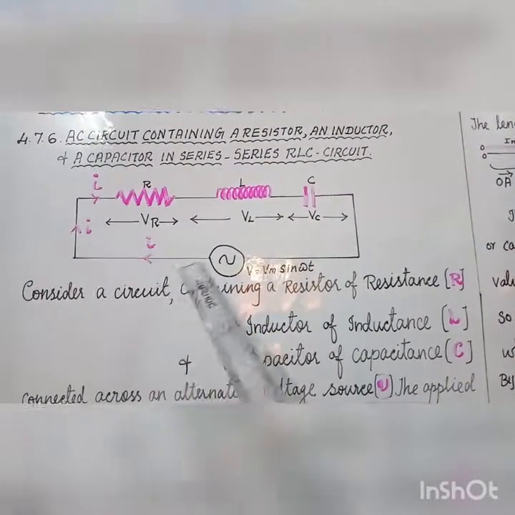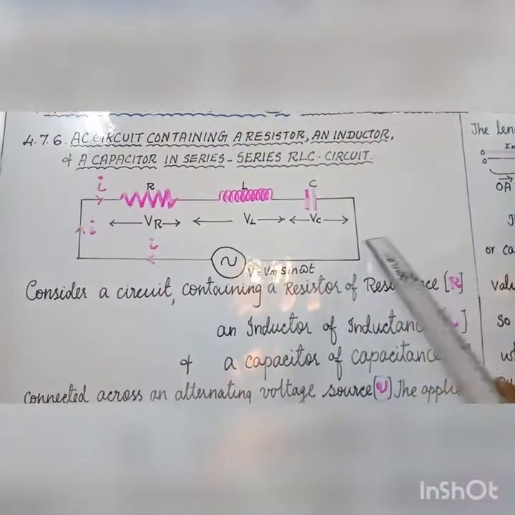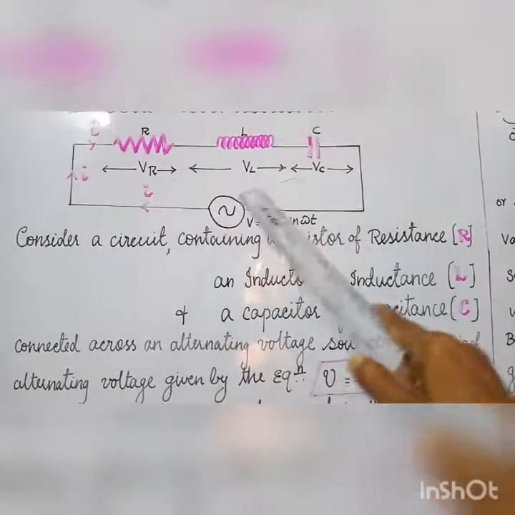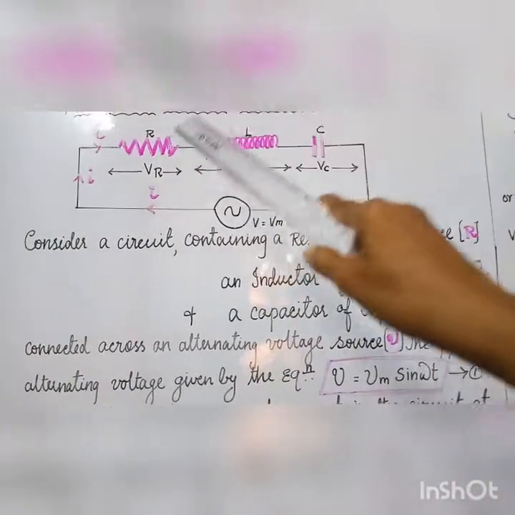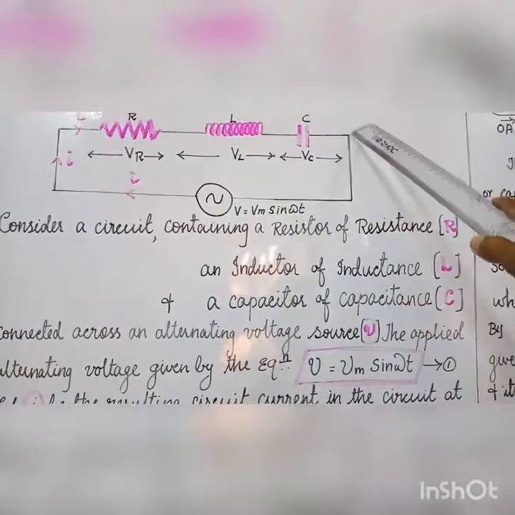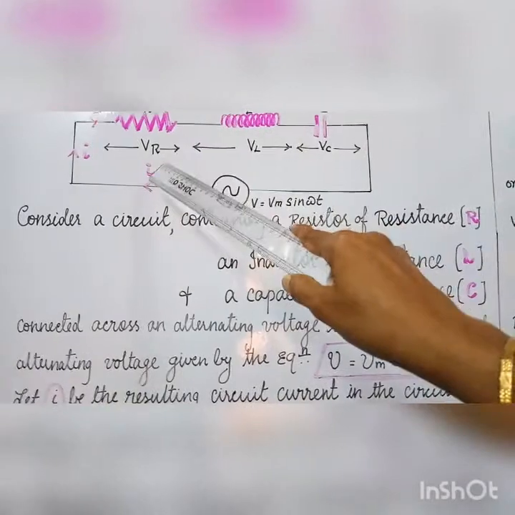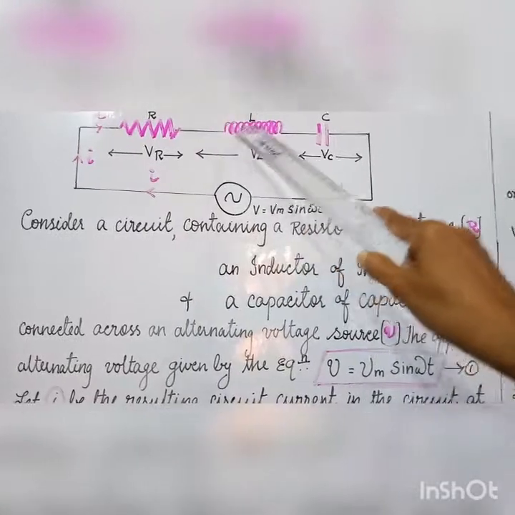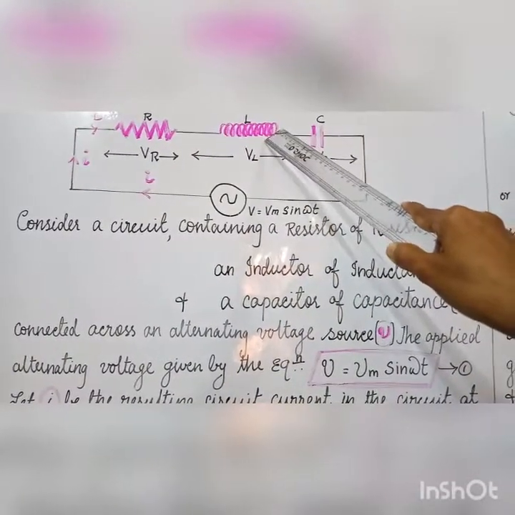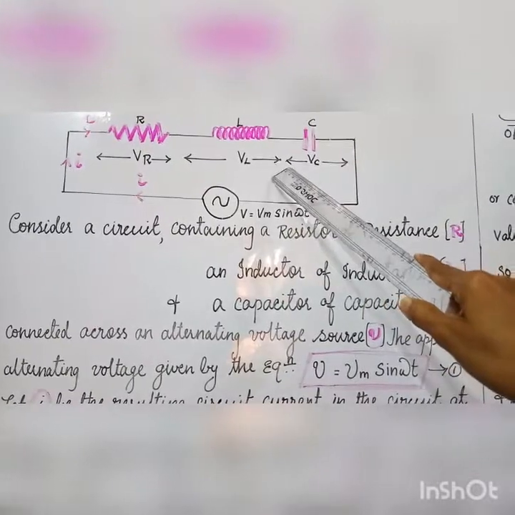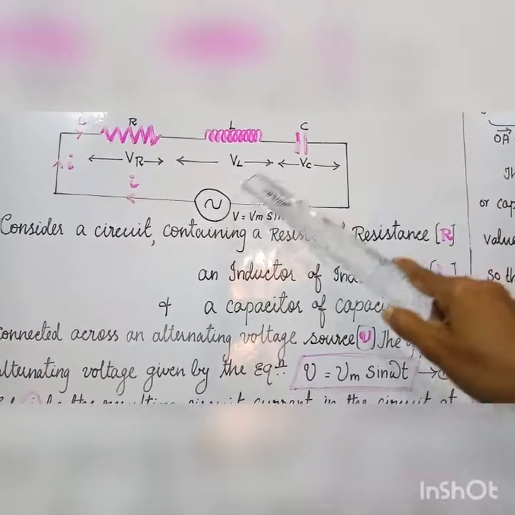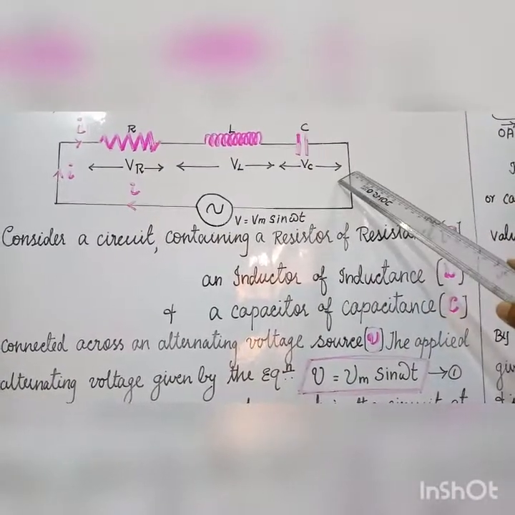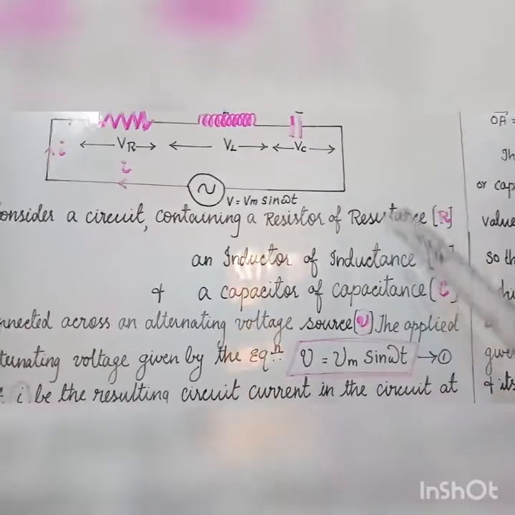Now, let I be the resulting circuit current flowing through each and every component at that instant, as a result of the voltage dropped across the resistance, inductor and capacitor. We know that the voltage across R, VR, is in phase with I. The voltage drop across the inductor L, VL, leads I by pi by 2. And the voltage drop across the capacitor C, VC, lags I by pi by 2.